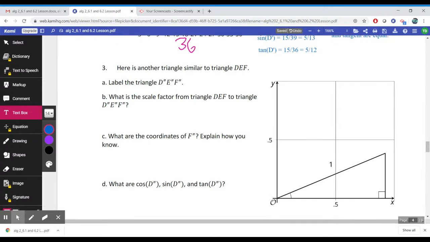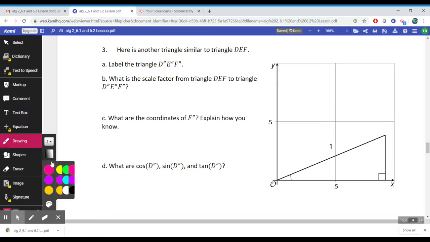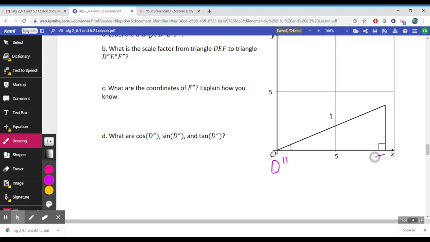Take a look at number 3 now. Here's another triangle similar to DEF. Label the triangle D double primed, E double primed, F double primed. So we'll start by labeling it. D double primed, E double primed, and F double primed.